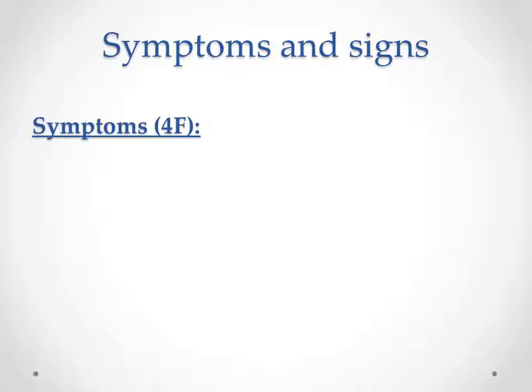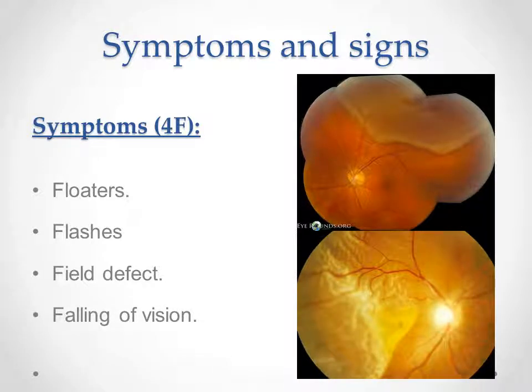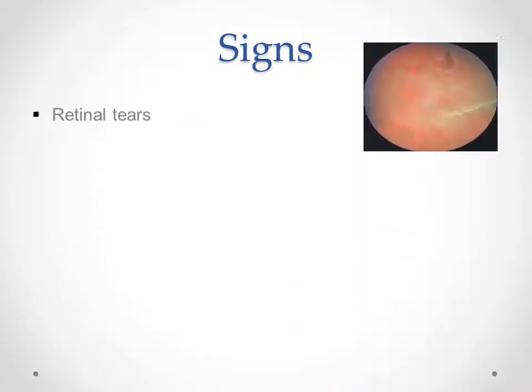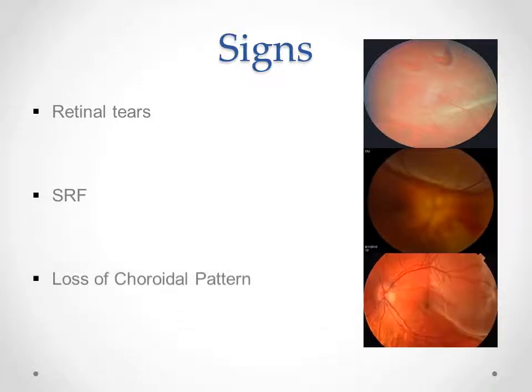Symptoms and signs of rhegmatogenous retinal detachment. The patient may have floaters, flashes, field defect, and falling or diminution of vision. The signs include retinal tears or breaks, subretinal fluid, and loss of the choroidal pattern.